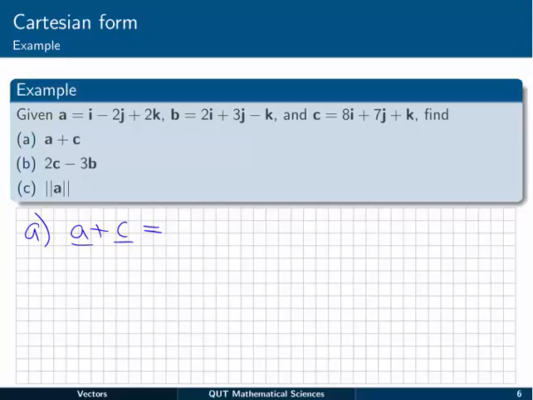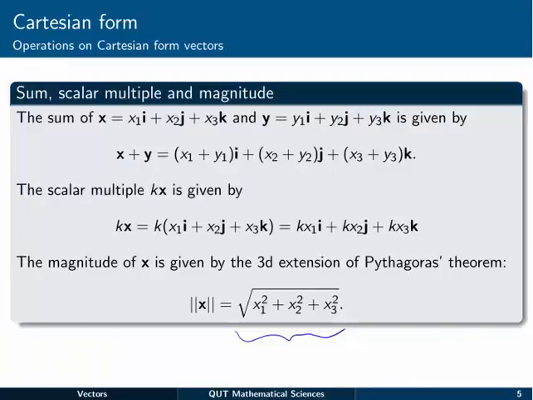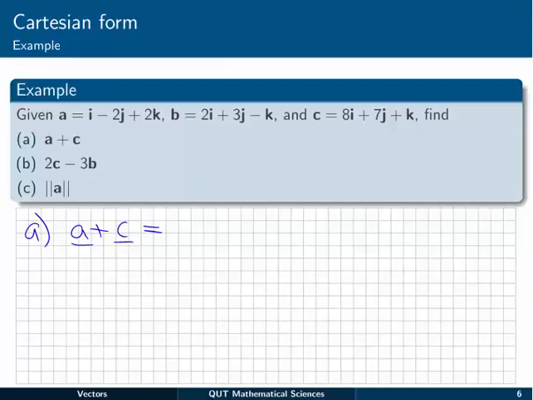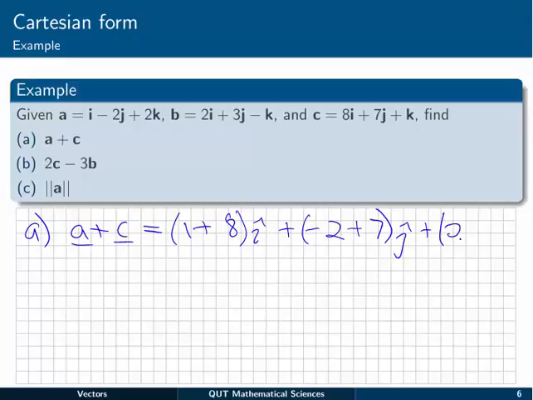The first part of the example asks us to add a and c. The rule on the previous slide tells us that when we add vectors, we simply add the coefficients from each component. So in this case, we'll have the i components, 1 plus 8 in the i direction, plus the j components, negative 2 and 7 in the j direction, and finally the k components, 2 and 1. Adding all of these up we end up with the resultant of 9i plus 5j plus 3k for the sum of the a and the c vector.